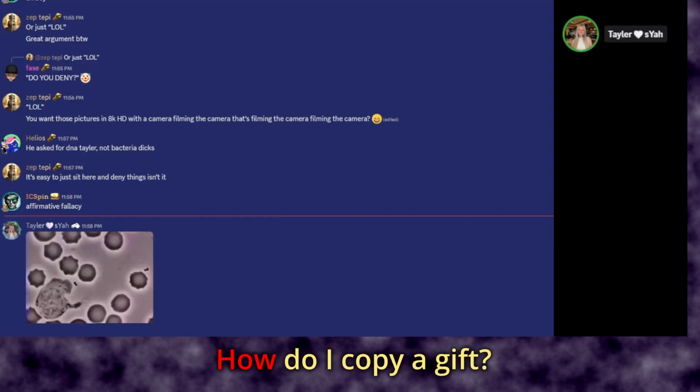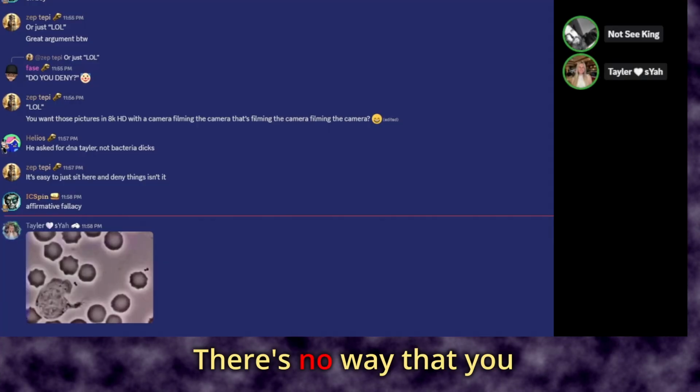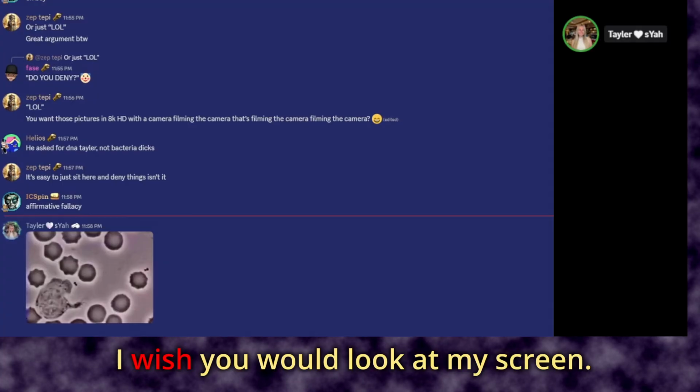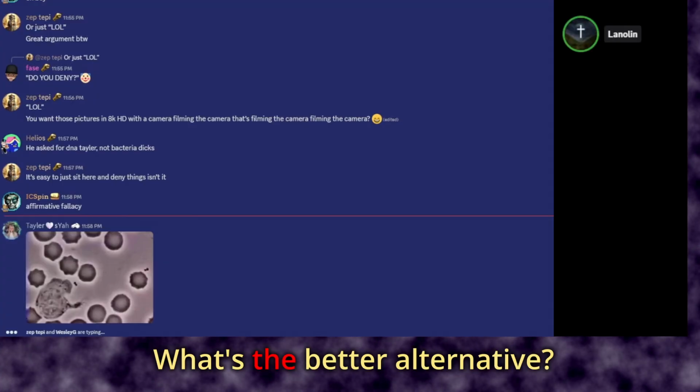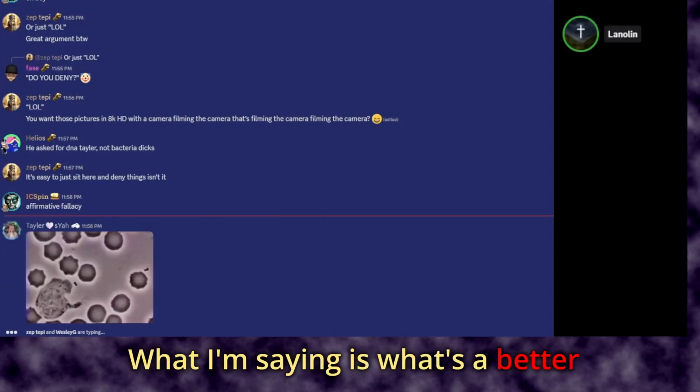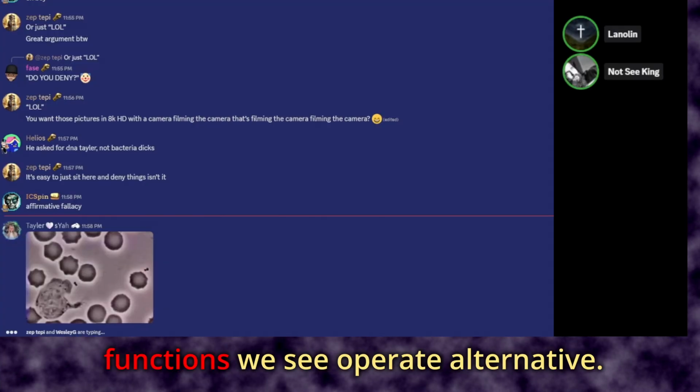Let's see, how do I copy a GIF? There's no way that you can tell what that is. That could be literally anything. I wish you would look at my screen. And what's a better alternative? I'm not even claiming that any of it's correct. What I'm saying is, what's a better alternative at the moment for the functions we see operating within the body?